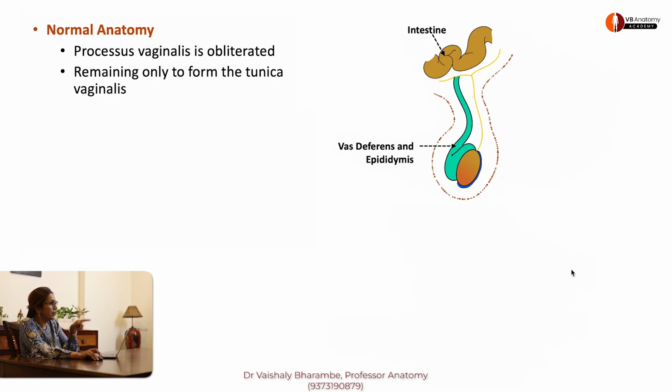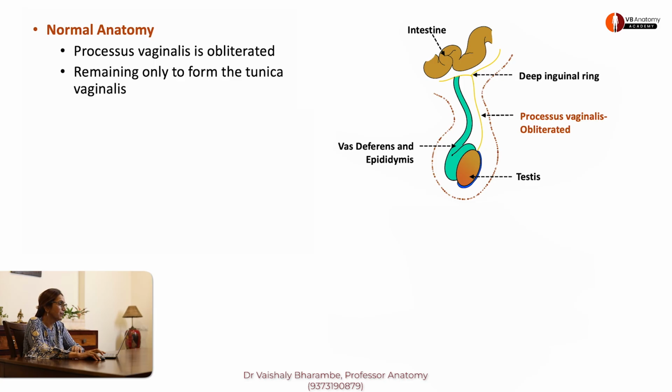So here you are looking at a normal condition. The intestines are in the abdominal cavity. Processus vaginalis is obliterated. Here's the testes in the scrotum. Okay, this is a nicely obliterated processus vaginalis. Normal anatomy. Now, the processus is obliterated till the deep ring as it should be, and this is the tunica vaginalis sac, which is the distal remnant of processus vaginalis.